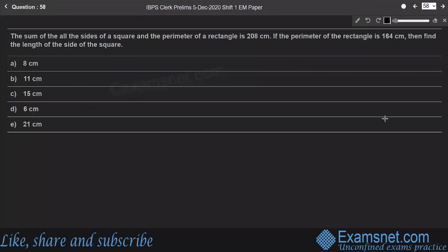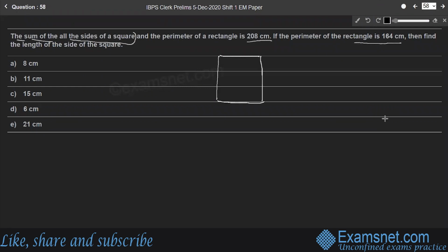Question 58. The sum of all the sides of a square and the perimeter of a rectangle is 208 centimeter. If the perimeter of the rectangle is 164 centimeter, then find the length of the side of the square. Here, sum of all the sides of a square means perimeter of the square, and the perimeter of a rectangle, right?